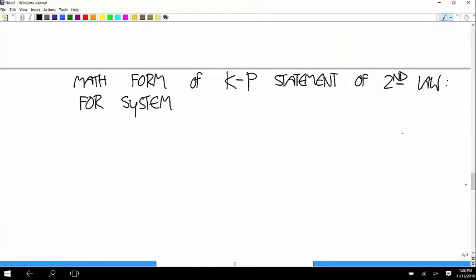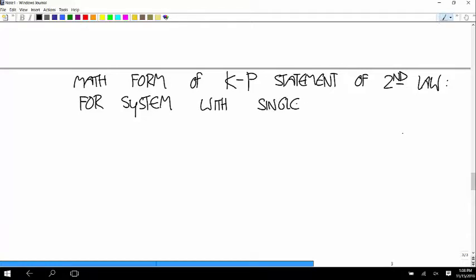Okay, so the mathematical form of the Kelvin-Planck statement for a system with a single, let me be more careful about this. For a system in contact, so the thermal reservoir isn't inside the system.